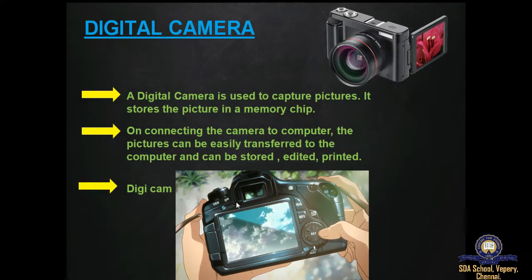The next example is a digital camera. We are allowed to take photos in a digital camera, right? It gives more clarity than the other devices. Yes, a digital camera is used to capture pictures. It stores the pictures in a memory chip. On connecting that camera to a computer, the pictures can be easily transferred to the computer and can be stored, edited and printed. A digital camera is also known as Digicam.